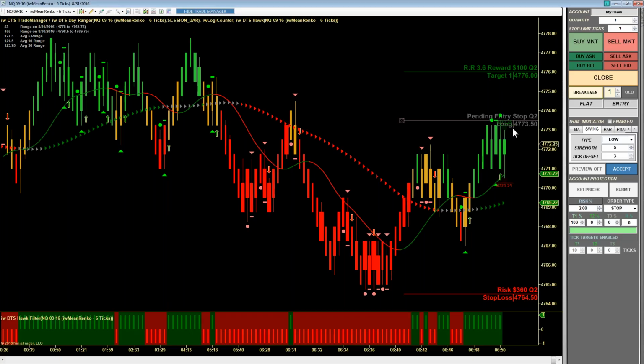If we get filled here, what I'll do is I'm going to delete the profit objective just so I can show you a little better how these stop strategies work, but we'll keep in mind that the profit objective is around 47.76.